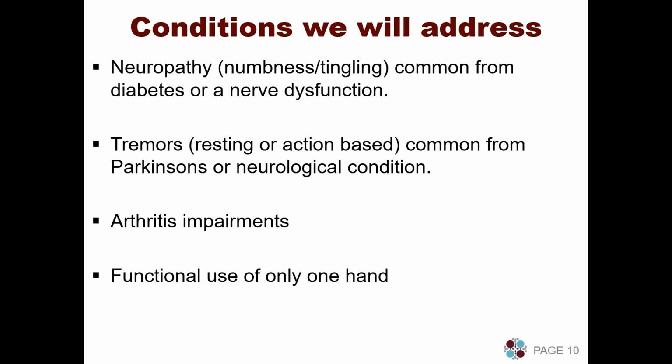So conditions we will address include neuropathy or numbness and tingling, which is common from diabetes or a nerve dysfunction like we talked about with carpal tunnel. Tremors, which can be both at a resting position or action-based when an individual is using their hand, and that's common from Parkinson's or neurological conditions that are also very prevalent as one ages or gets older. Arthritis impairments, we talked about both osteoarthritis and rheumatoid arthritis, and then just having functional use of really only one hand.